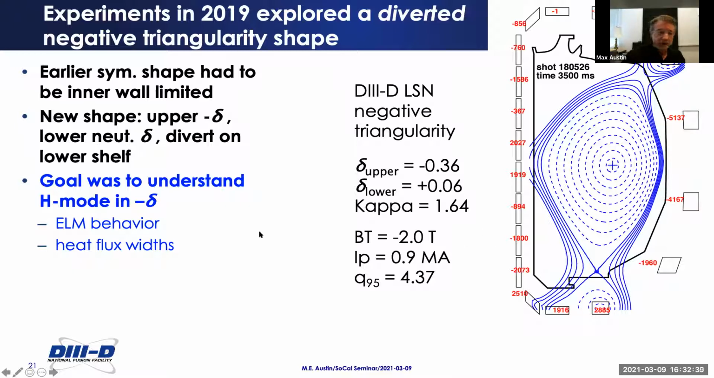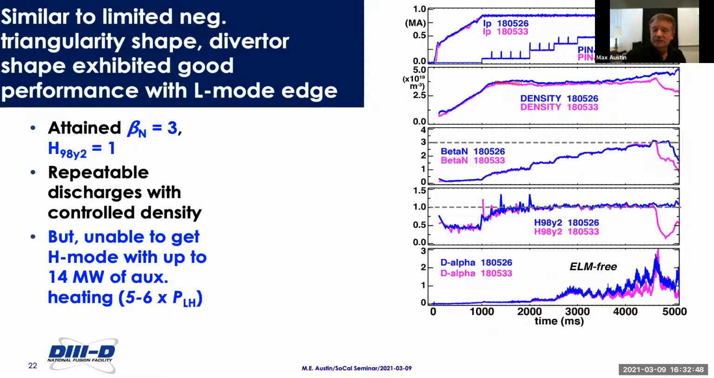So again, the goal here was to try to get an H mode, look at ELM behavior, and evaluate heat flux widths. And so here are shown on the right the results of that effort. These are time histories, again, heating power, density, beta N, and so forth. We were able to get the same performance, high beta N with sufficient power. And again, we went up to 13, 14 megawatts of auxiliary heating power.